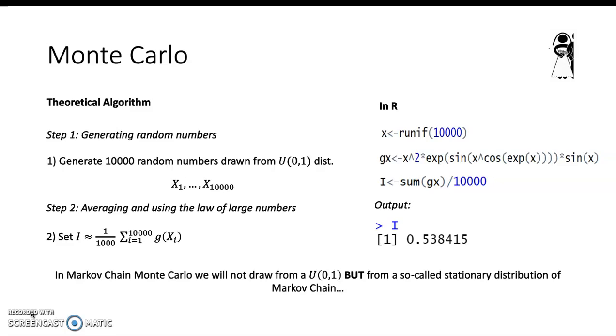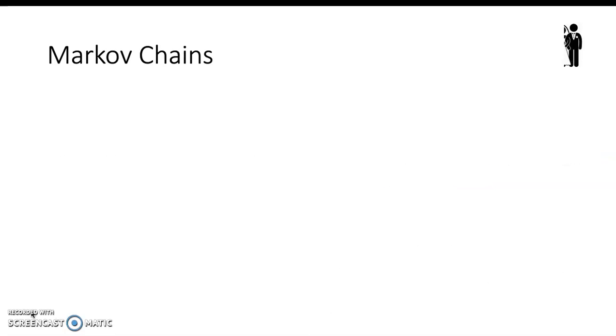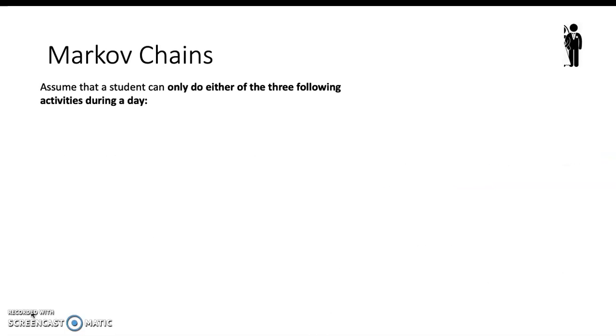But today we will not draw from uniformly 0-1 distributed random variables. Instead we try to sample from a so-called stationary distribution of Markov chains. So this brings us actually to the groom. What are Markov chains?